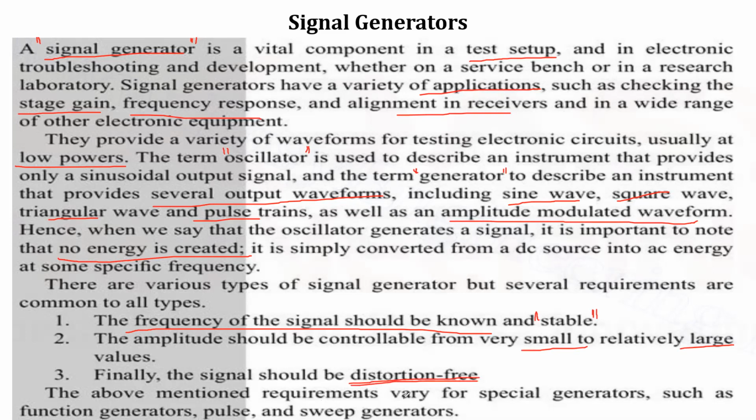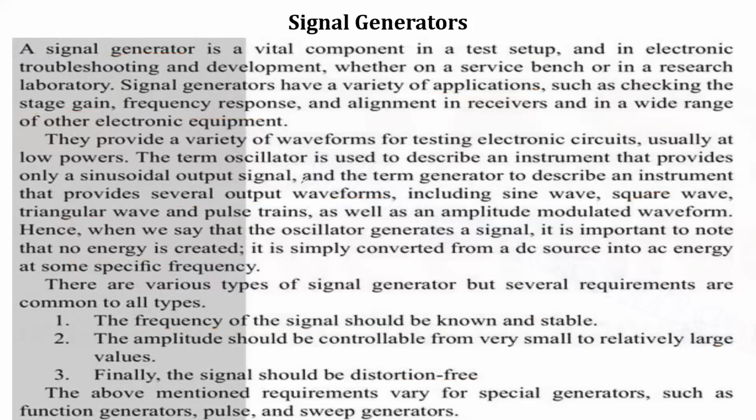The above mentioned requirements vary for various special types of generators, such as function generators, pulse and sweep generators also. This is the basic difference between oscillator and signal generator.